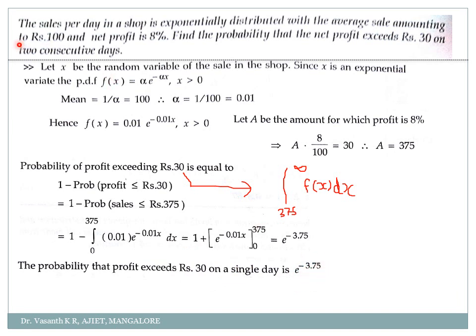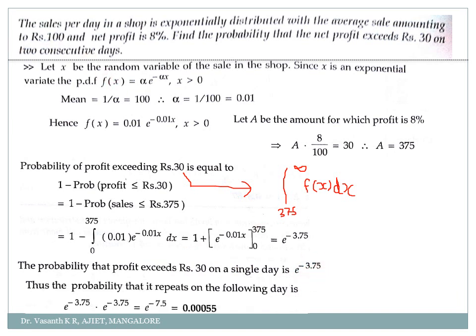But they have asked for how many days? 2 consecutive days. So 2 consecutive days means e to the power 3.75 into e to the power minus 3.75, or that is equal to 0.00055. A very small amount of profit we get here for 2 days, correct? Provided it exceeds rupees 30. Clear with the problem, my dear students? Yeah, this is a bit confusing, but go through it carefully.